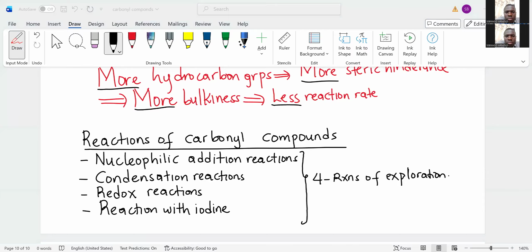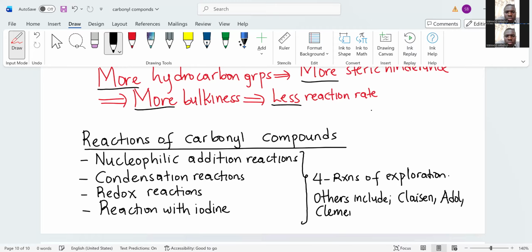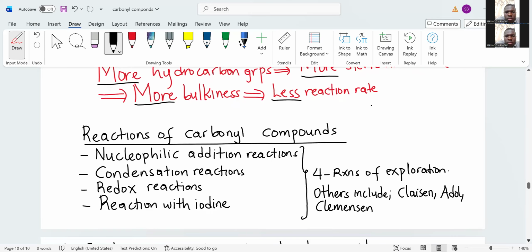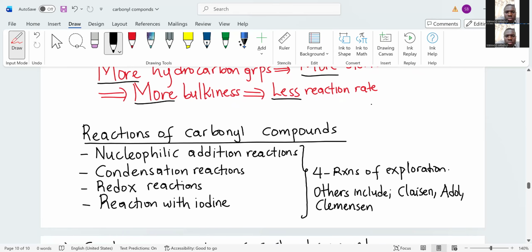For those of you who read a lot of books, you can interest yourselves in the following. Other reactions include glycine, aldol, carbamazine. I hope I'm writing the correct spellings. You can check on them, but they are off the course outline.